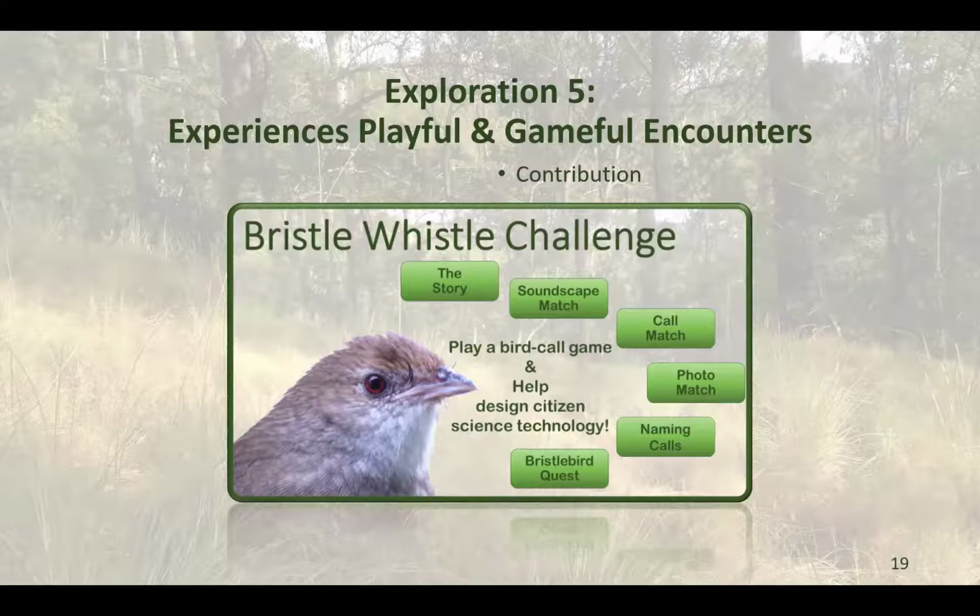All right, now we're going to jump into the fifth and final exploration that I did that had some of my favorite insights. And this was the Bristle Whistle Challenge. It was actually a prototype that included both gameful, like you saw before, and I've mentioned before, those are structured interactions that have kind of a goal. You have a task that you're meant to complete when you do those things. It's more than just badging. It's more than gamification where you just chuck a badge on something and give people points. That's sometimes referred to as pointsification.